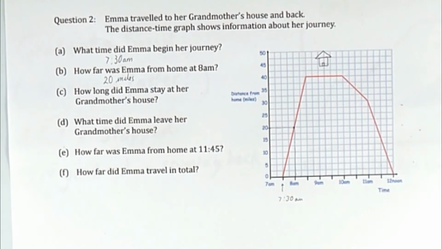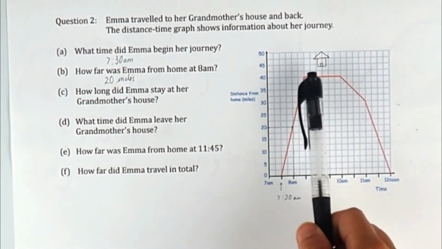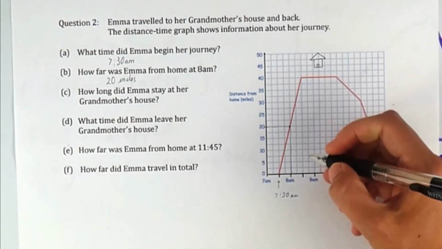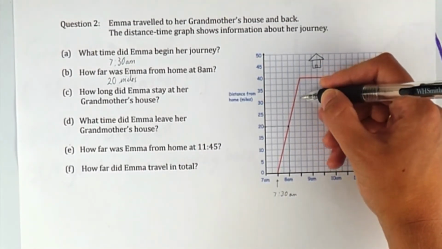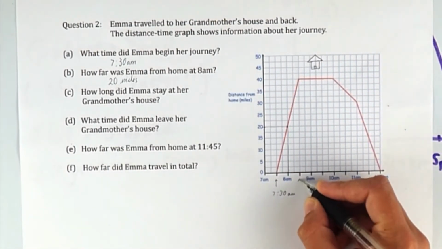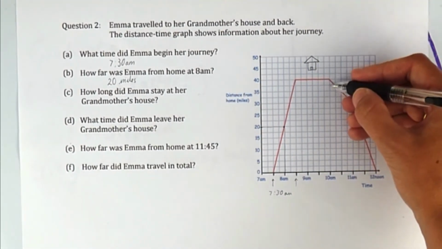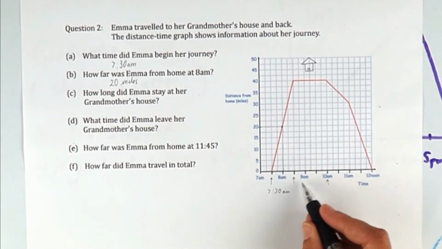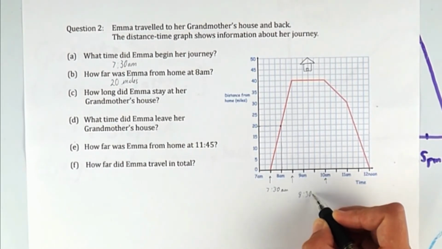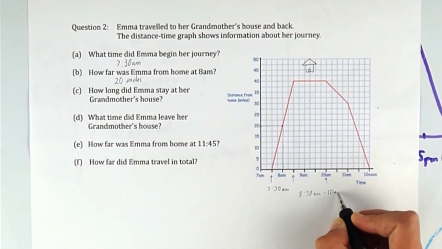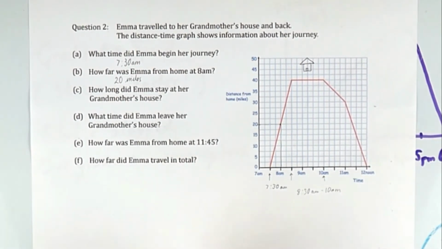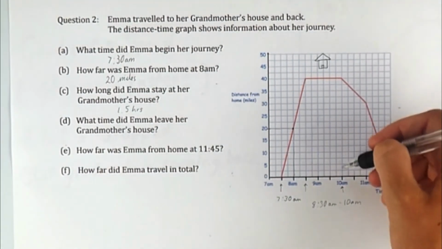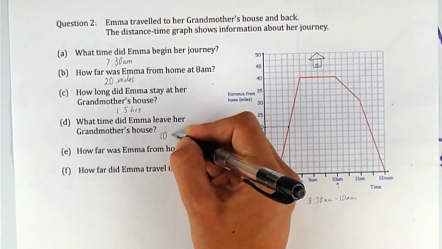Okay. How long did Emma stay at her grandmother's house? Well, we know she stayed there when the line's flat because that's when she's not travelling any further from anything. She's stopped. So we just have to read off the time. So the flat line starts here at 8:30 and it ends here at 10 a.m. So we just need to know how long she's been there for. She's been there from 8:30 a.m. to 10 a.m., so she's been there for 1.5 hours. What time did Emma leave her grandmother's house? Well, we just had to work that out. We just saw that she left at 10 a.m.